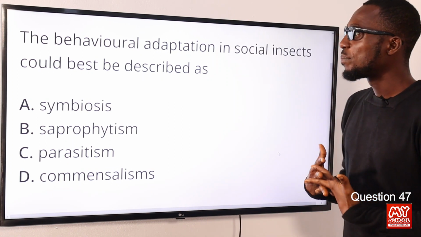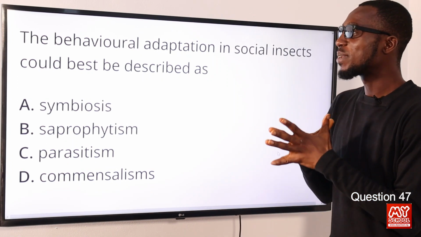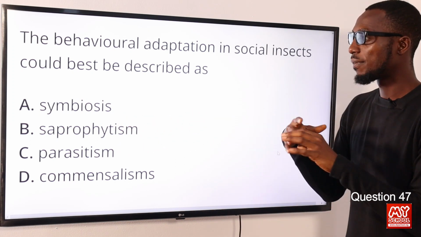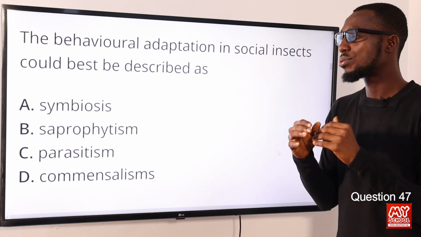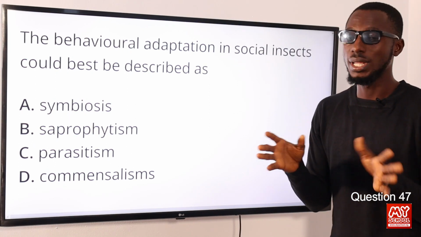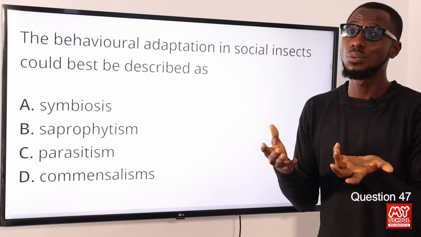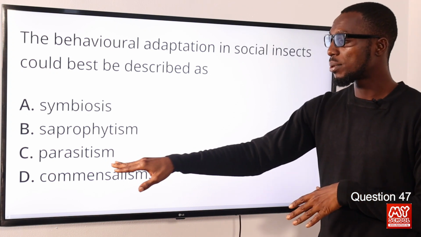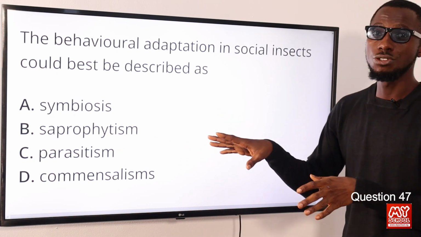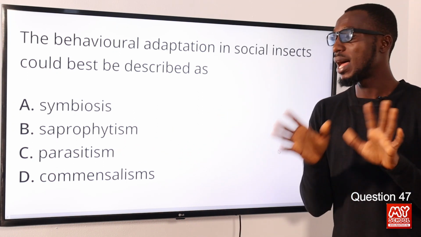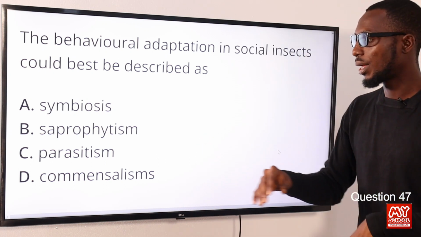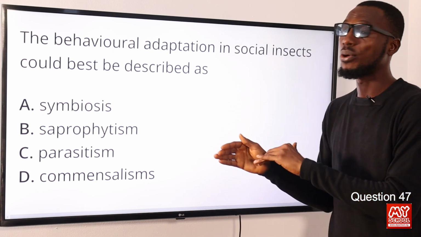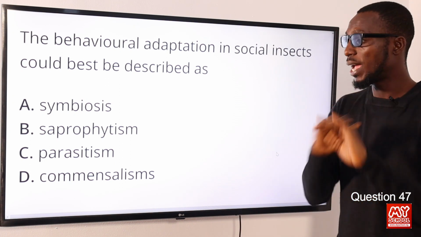Number 47. The behavioral adaptation in social insects could best be described as what? Based on the options provided, I will go for symbiosis. This is a close, prolonged living together or association between two unrelated organisms of different species. The types of symbiosis are parasitism, commensalism, and mutualism. In parasitism, one benefits while harming the other. In commensalism, one benefits without harming the other, and the other is not benefiting either.